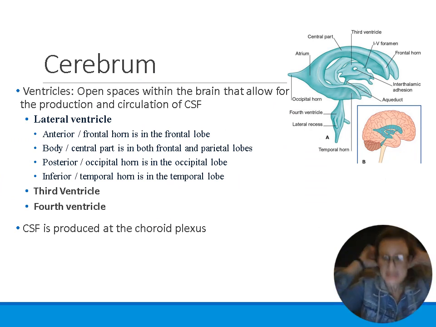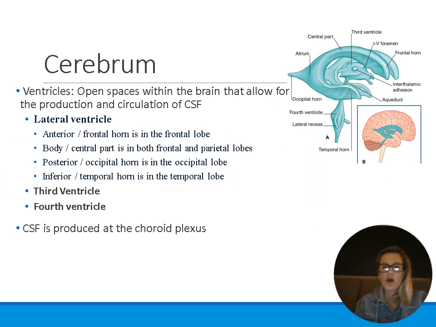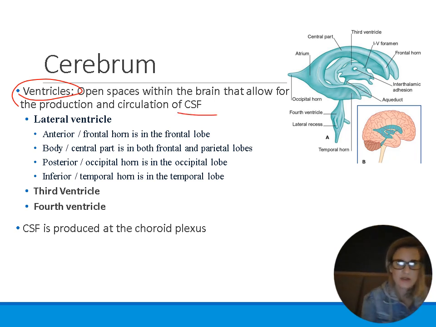When we look at the center of the brain, there are open areas. The ventricles are the open areas within the brain that allow for the production and the circulation of cerebrospinal fluid. CSF is cerebrospinal fluid.